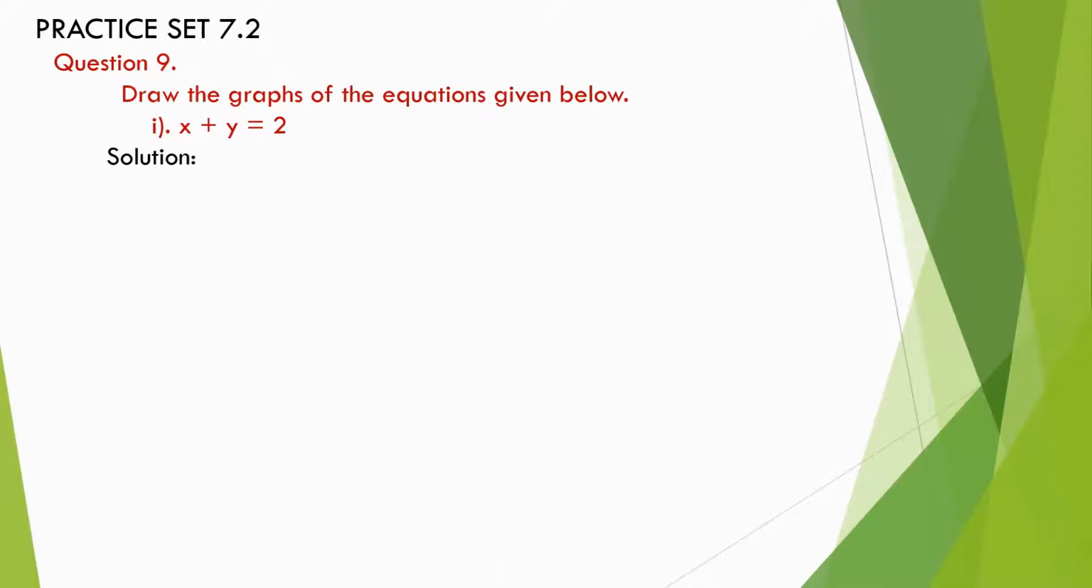Question number 9. Draw the graph of the equations given below. First question, x plus y is equal to 2. You have to draw the graph of the equation x plus y is equal to 2. Before drawing the graph, keep these points in your mind. Firstly, you have to find at least 4 ordered pairs for the given equation. Here I made 3 ordered pairs.